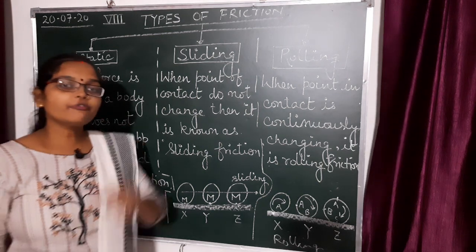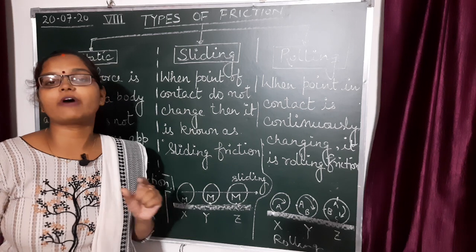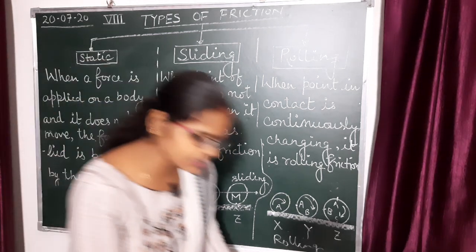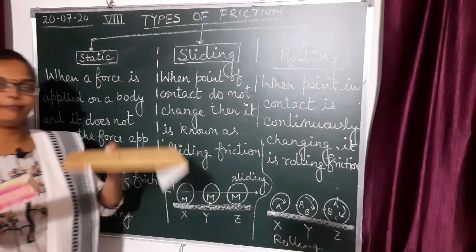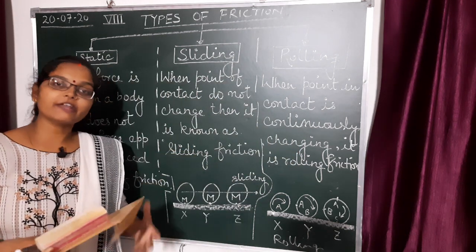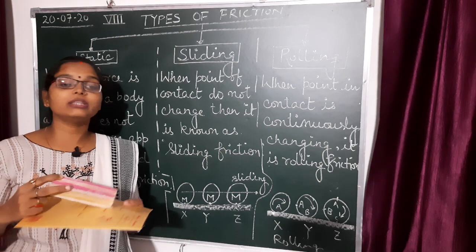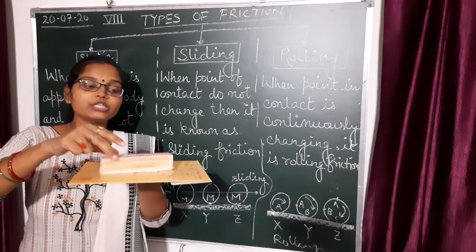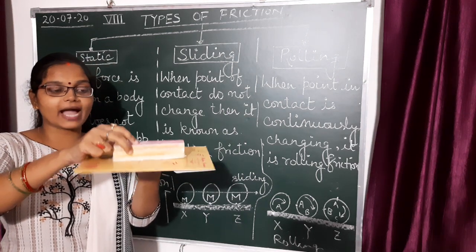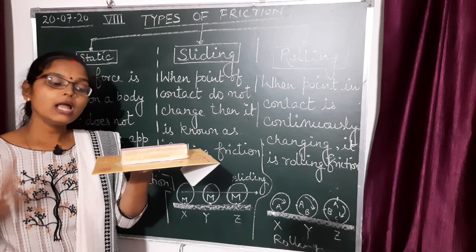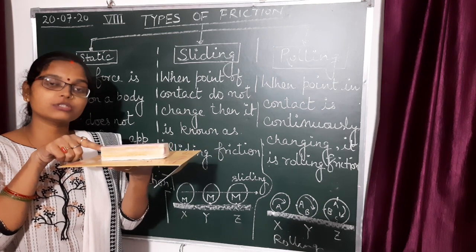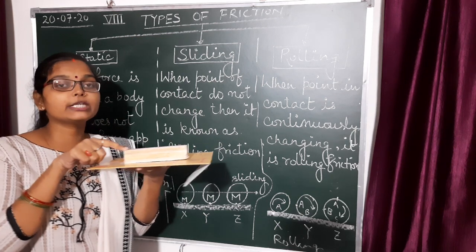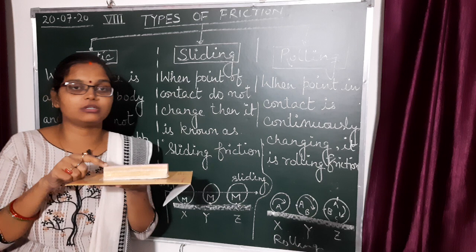Static. The word itself defines something which is at rest. So let us understand this with the help of one example. You know that friction occurs when there are two surfaces in contact. So these two surfaces are in contact with each other. I am applying force to move it, but it is not displacing from its position.